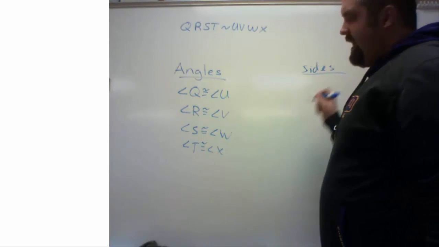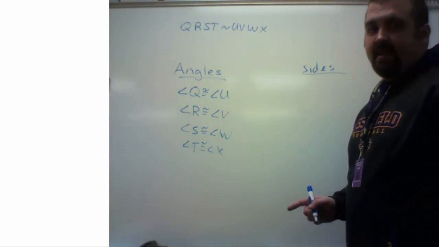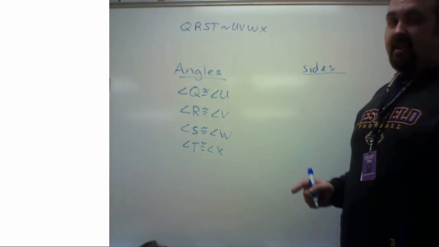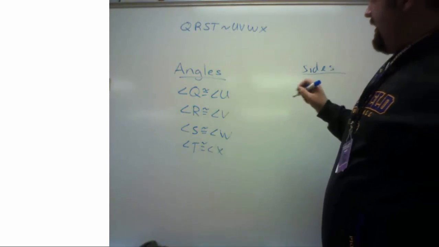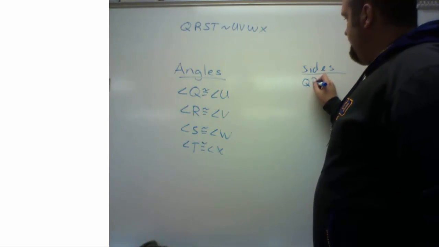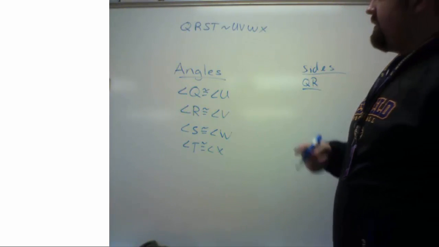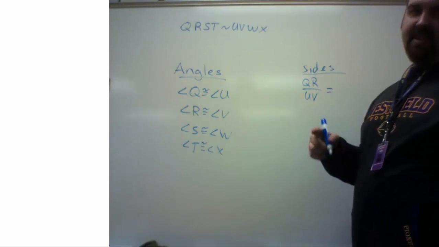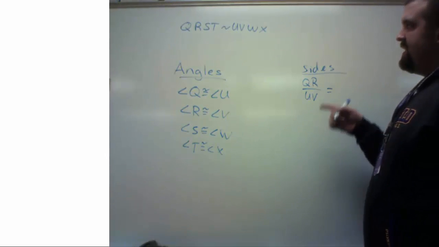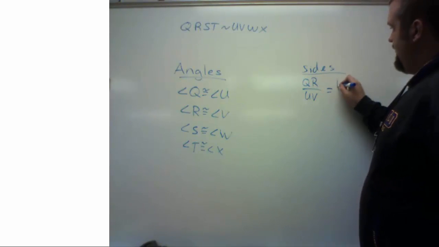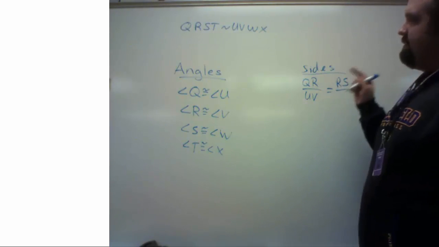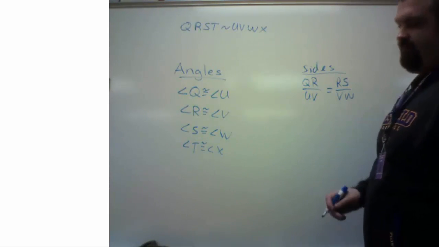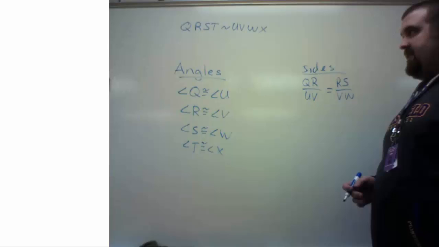In this case, I know the sides aren't congruent, but I know the ratios of corresponding side lengths end up being congruent. So if I take the first two letters, length of segment QR, and compare it to length of segment UV, this comparison will be the same ratio as if I took the middle two letters, length of segment RS, and compare it to the other two letters here, length of segment VW. That has to be the same ratio.